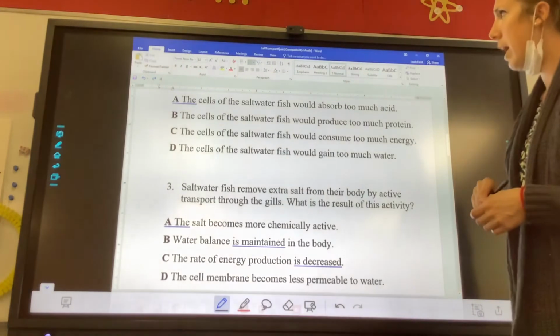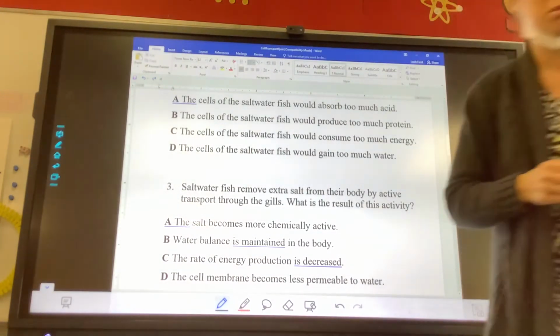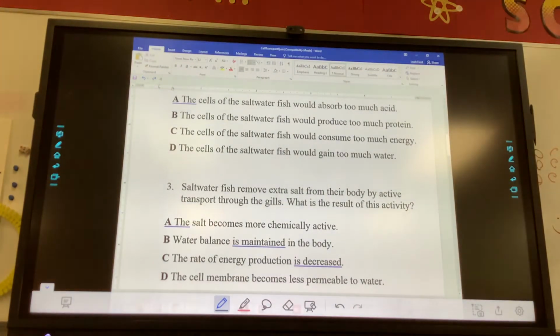Okay, now we're gonna look at some test questions for tomorrow. This is the retest I gave. So this will be similar to your test.